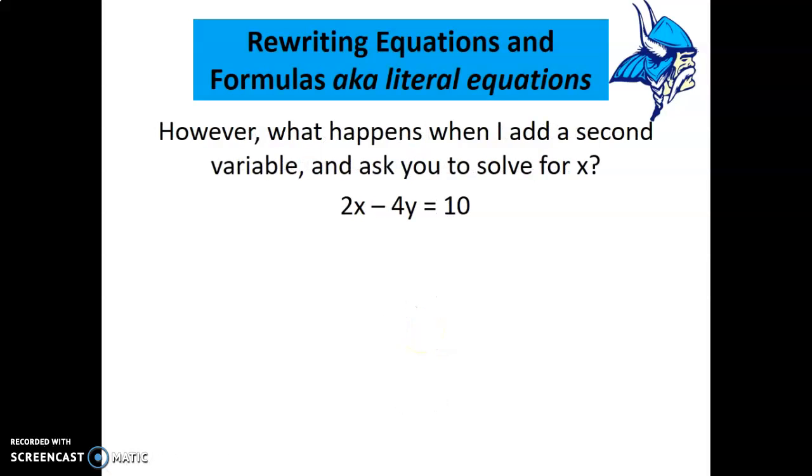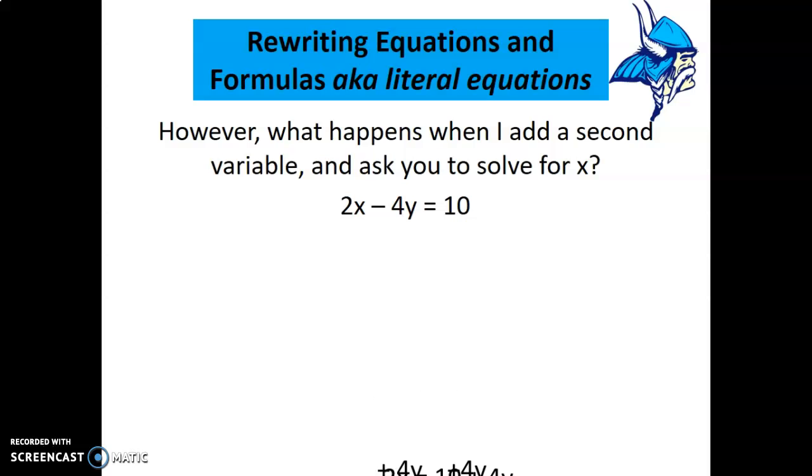Now, solving literal equations occurs when you have more than one variable in the equation. So you're not solving, you're isolating for one of those variables. So, for example, if I give you this equation and I ask you to solve for x, your steps would be almost exactly the same.